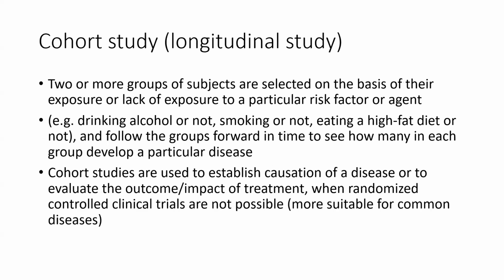Now about cohort study. In a cohort study, two or more groups of subjects are selected on the basis of their exposure or lack of exposure to a particular risk factor or agent. So for example, drinking alcohol or not, smoking or not, eating a high fat diet or not, and following the groups forward in time to see how many in each group develop a particular disease. Cohort studies are used to establish the causation of a disease or to evaluate the outcome and impact of a treatment, when randomized control clinical trials are not possible.